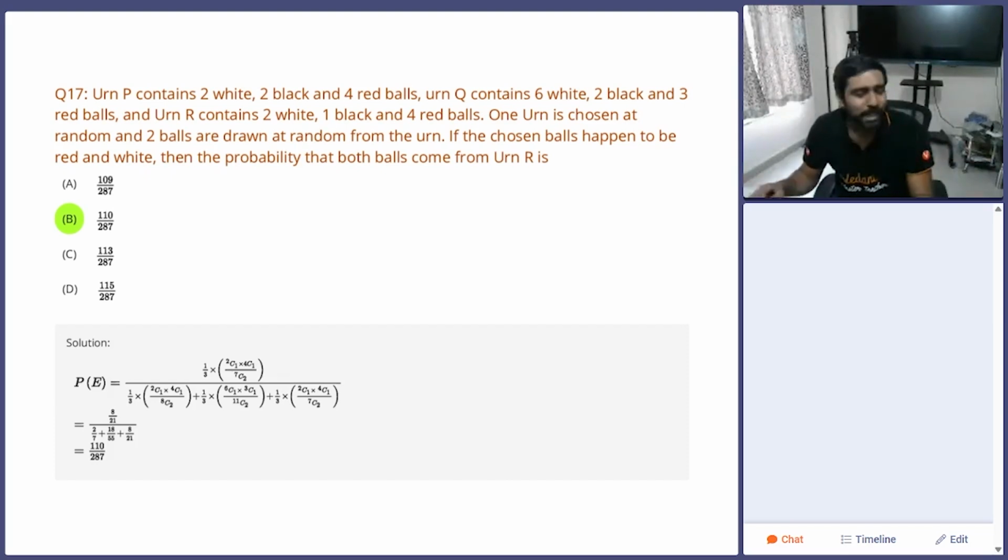So you get something like (8/21) divided by (2/7 plus 18/55 plus 8/21). I can say that's 110 divided by 287. No point doing that entire calculation bit. So when you see such a big, still okayish calculation, you could still do this.